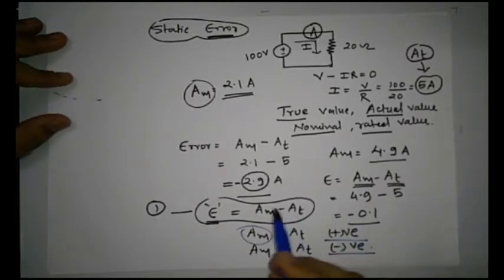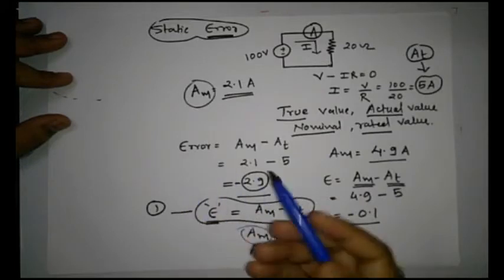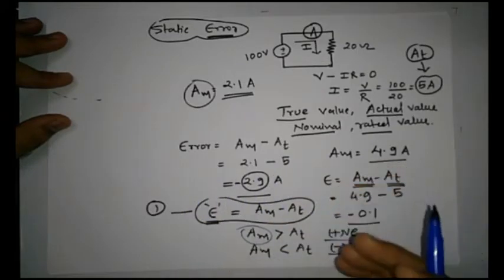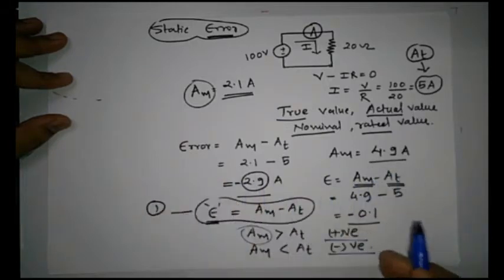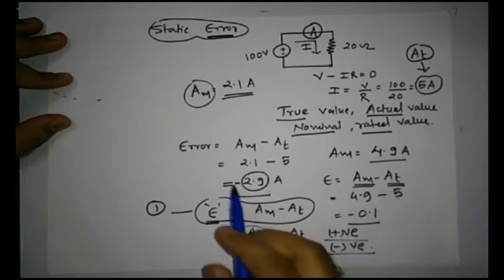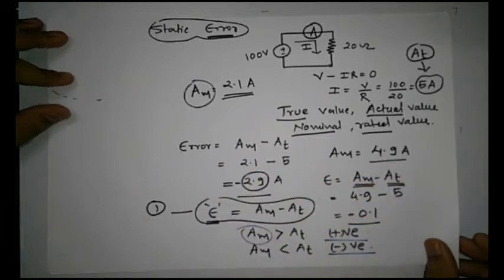So we can say that correction factor and the static error are magnitude wise same, but there is a difference by a negative sign. So if the error is positive, the correction factor is negative, and if the error is negative, correction factor is going to be positive.